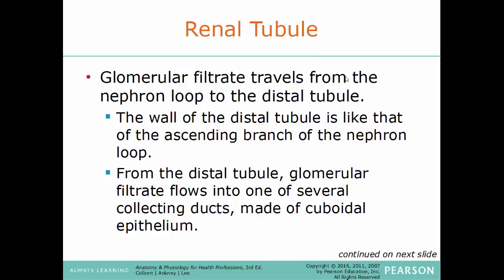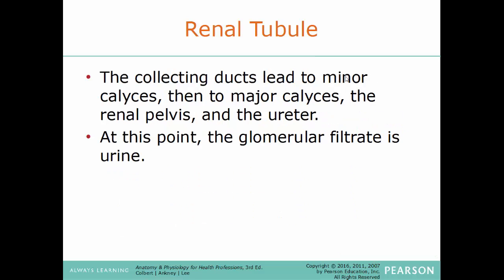Now, from the distal tubule, the filtrate will go into one of several collecting ducts, and this area is made up of cuboidal epithelium. The collecting ducts will lead into minor calyces. They merge together to form major calyces, which will lead into the renal pelvis, and then into the ureter.